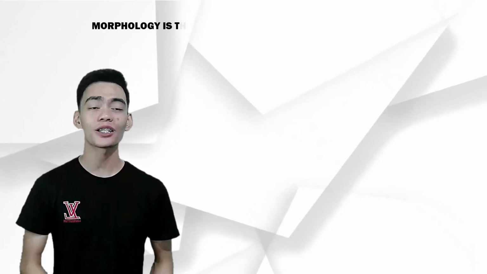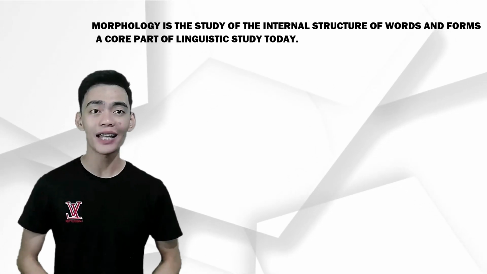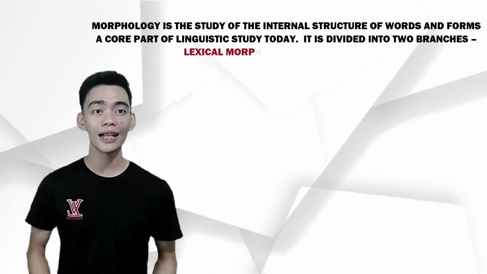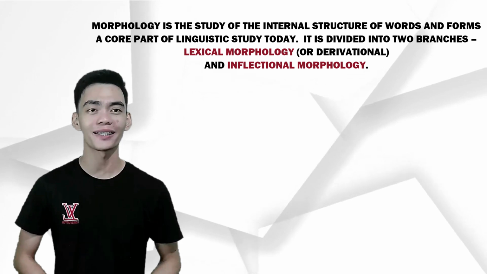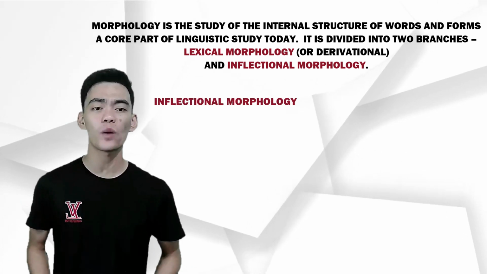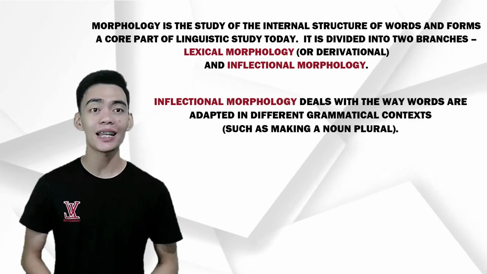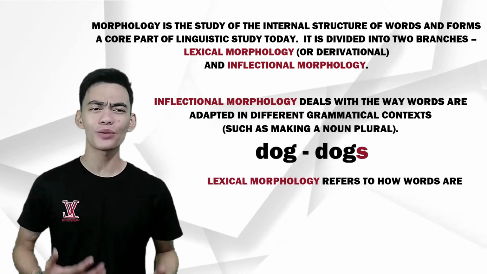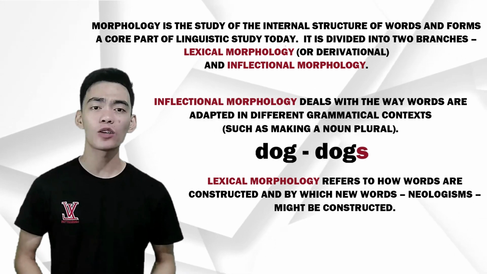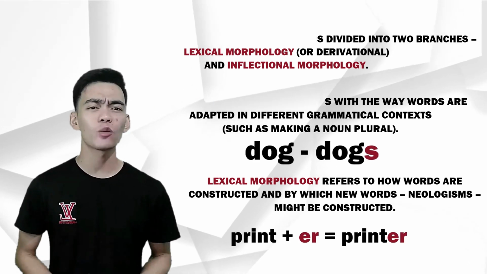Now it's time to learn the second level of language, which is morphology. Morphology is the study of the internal structure of words and forms a core part of linguistic study today. It is divided into two branches, namely lexical morphology or derivational morphology and inflectional morphology. Inflectional morphology deals with the way words are adapted in different grammatical contexts, such as making a noun plural. In other words, lexical morphology refers to how words are constructed and by which new words or neologisms might be constructed. First, we will try to explain the lexical or derivational morphology.